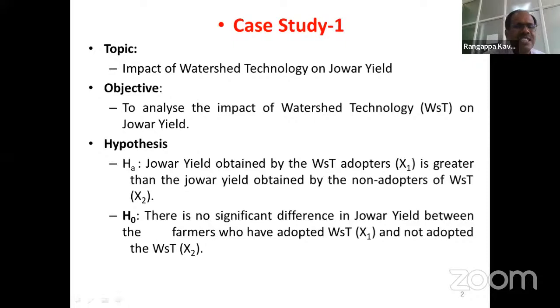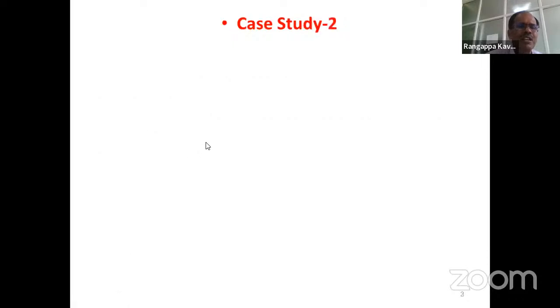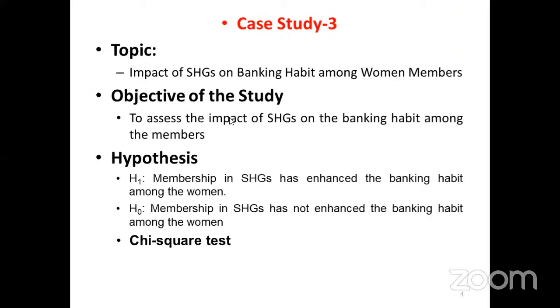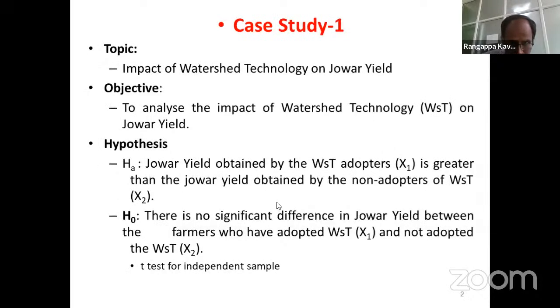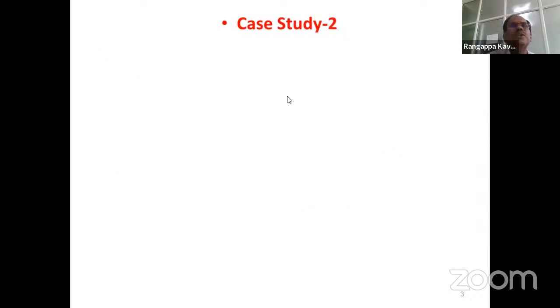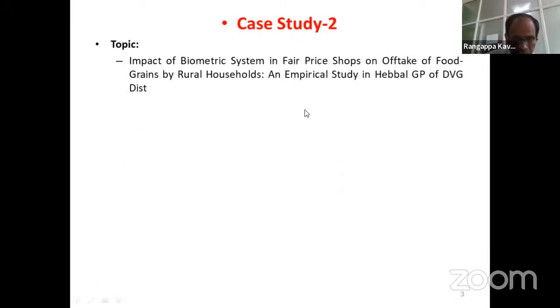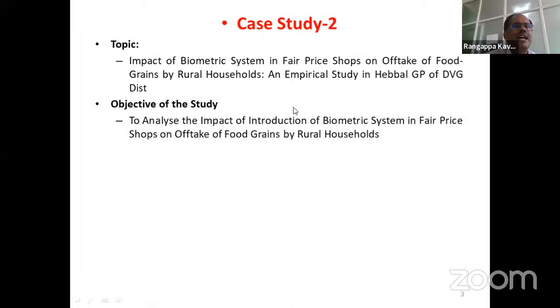So therefore, we have to use the independent t-test, the t-test for independent samples. With this, let us go for case 2. In case 2, we have the topic here and the objectives of the study. Is it visible now?